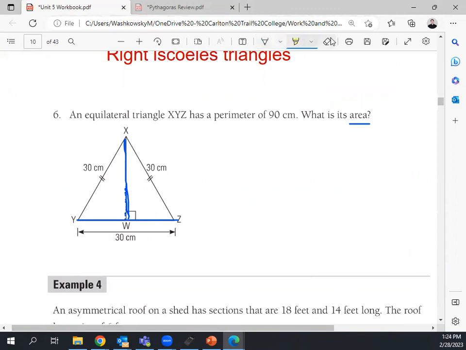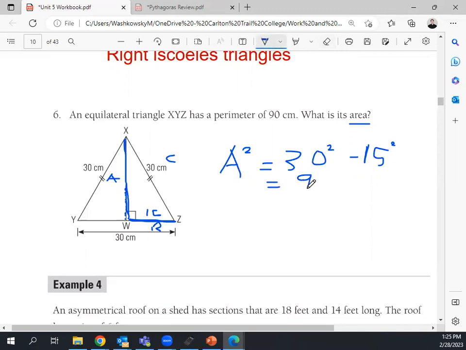I know one of them. I know that one of the sides is 30. Let's use this. What's the length of WZ? 15, right? It's half of that 30. Cool. So this is my hypotenuse. Let's make this A and this B. So A squared is going to be equal to C squared minus B squared. 30 squared minus 15 squared. Oops, that's a 15 there. 30 squared is 900. 15 squared is 225.